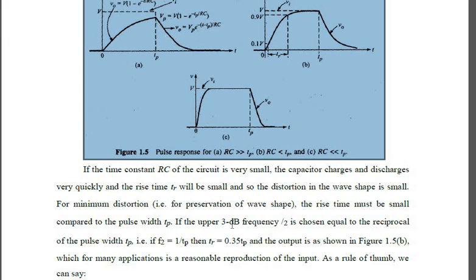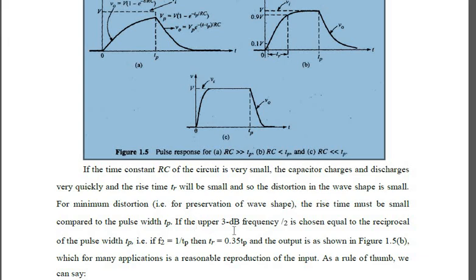I'll repeat it once again. If the time constant RC of the circuit is very small, here RC is less than TP, then the capacitor will be charging and discharging very quickly, and the rise time will be small. This TR will be smaller than your TP, and no distortion will be there in the shape. For minimum distortion, the rise time should be small compared to your TP. So obviously you can see here TR is smaller than TP.